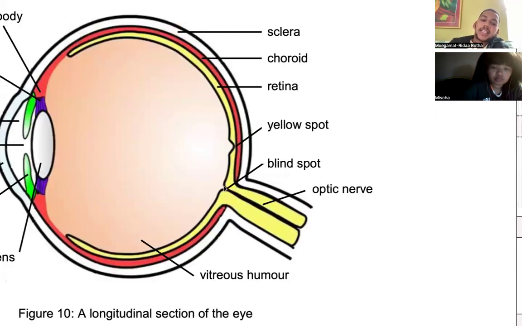Now, on the retina, you'll see that you have something called a blind spot and a yellow spot. This over here is your optic nerve. As the light enters and touches the retina, that stimulus is converted to an impulse. That impulse is.